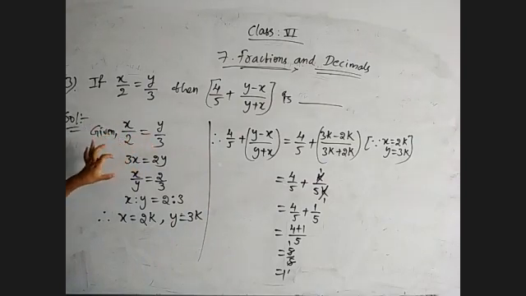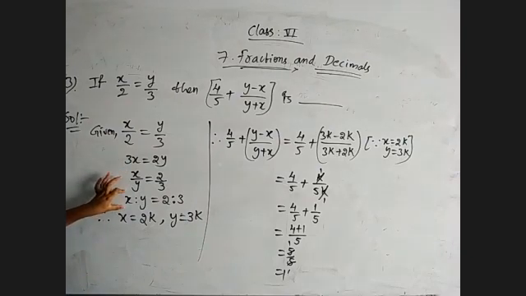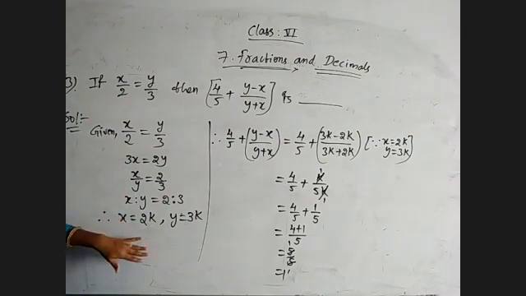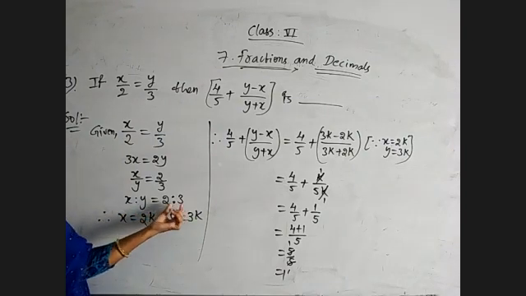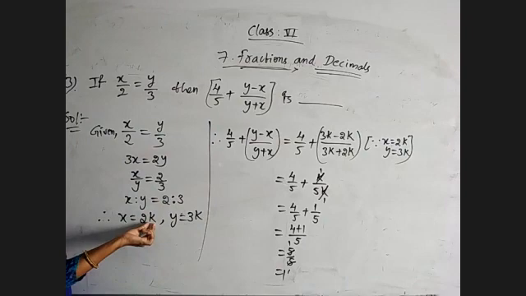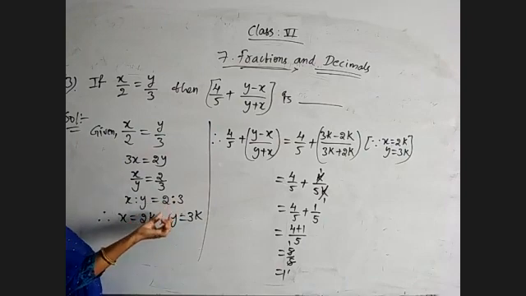So first we are finding the relation between x and y. That is, x is to y, we found it first. After that, when ratios are given, they have one common factor that will become its value. So here I am taking k as the common factor of both the terms x and y.